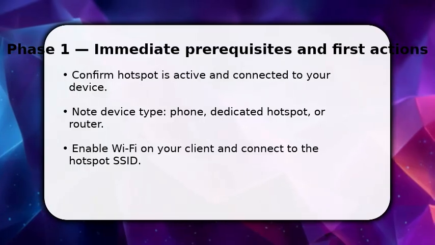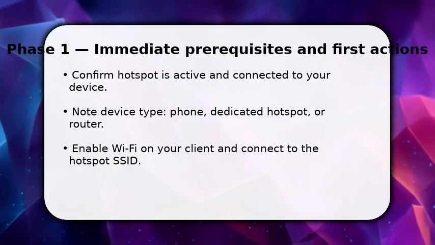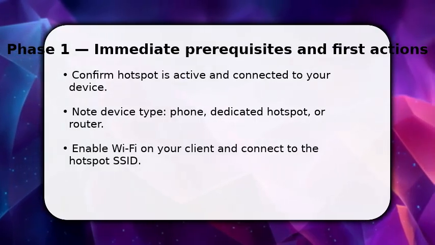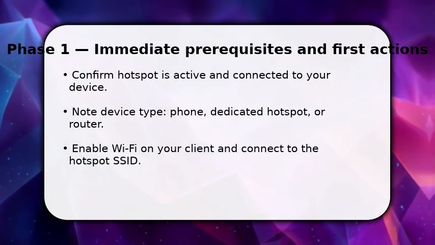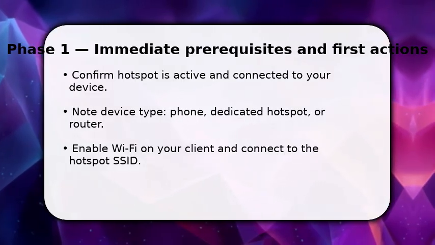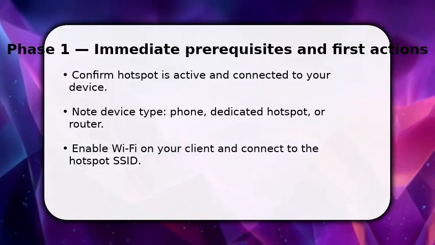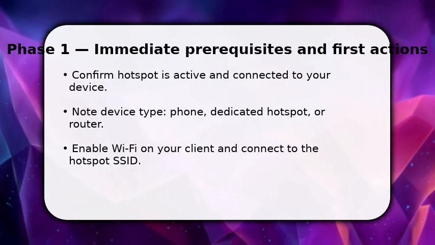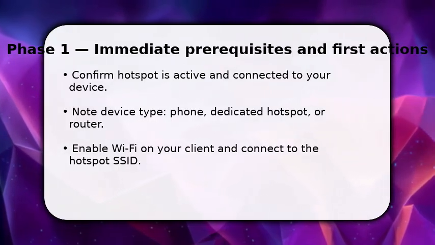You begin by confirming the hotspot is on and your client device is connected. This is essential because IPs are assigned after association. Once connected, check the device type, phone, dedicated hotspot, or router, since interfaces differ.